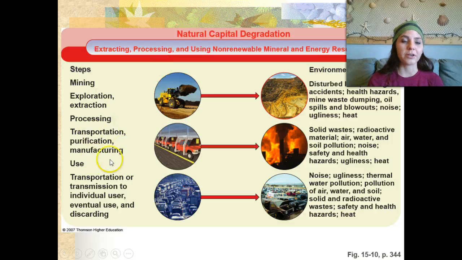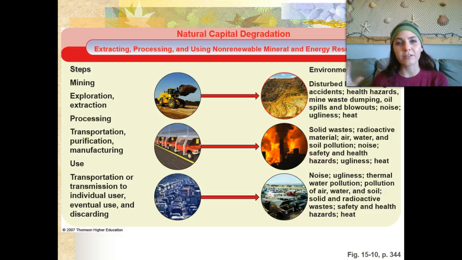As far as processing goes, we have transportation, purification, and manufacturing of that resource. And all of that creates solid wastes, a lot of which are radioactive. We have air, water, soil, and noise pollution that occur. Obviously, there are safety and health hazards that go into this, as well as eyesores again, and heat is also released. And then as far as the actual use of the resource itself, we have transportation or transmission to the individual users themselves, then eventual use, and then eventually we discard it.